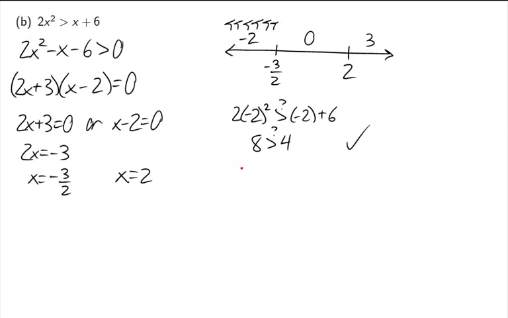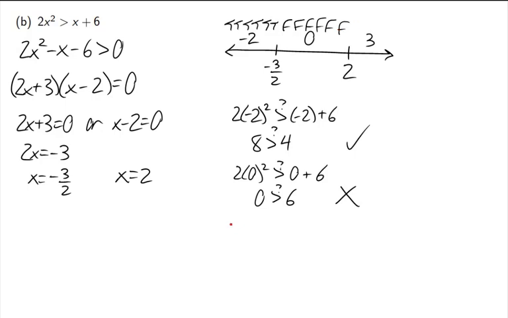Alright, let's try 0. 2 times 0 squared. Is that greater than 0 plus 6? On the left I get 0. On the right I get 6, and 0 is definitely not greater than 6. So this is false on this interval.